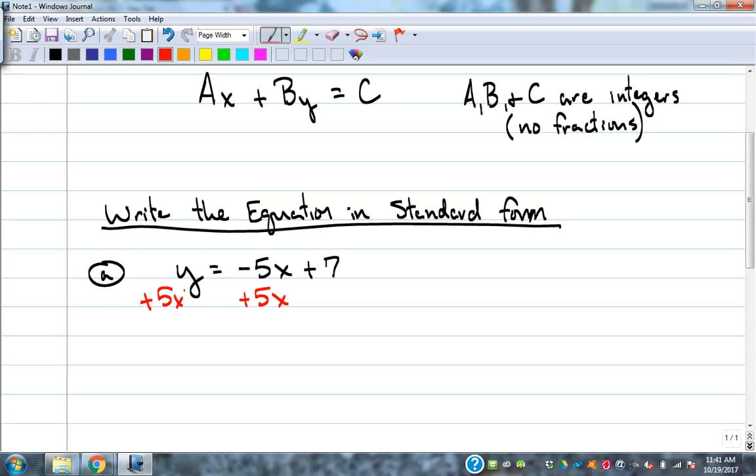What happens to the 5x's over here? They cancel out. All that's left is a 7. On the left-hand side, we want to write it in the correct order, x, then y. So positive 5x plus y is equal to 7. Are there any fractions in this problem? No. Then you're done.